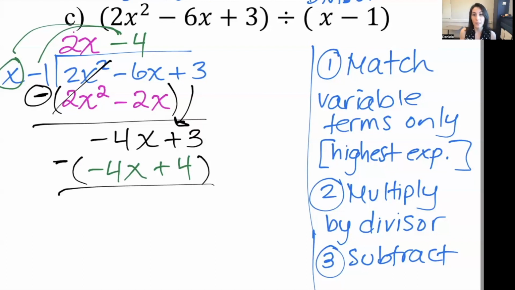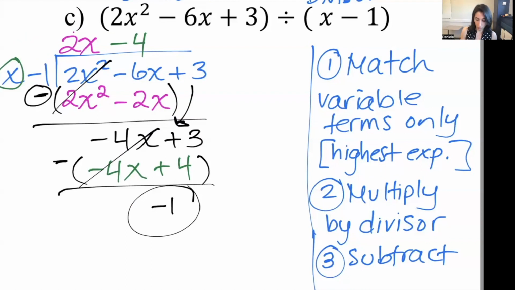So -4x minus -4x is the same thing as -4x plus 4x, so that cancels. That's the whole point of matching. And then be careful, that says 3 minus 4, which is a -1. So you have to ask yourself, can I go one more round here? And the answer is no, because now you're asking yourself, can I multiply or can I match? Can I do x times anything to get to -1? And the answer is no.